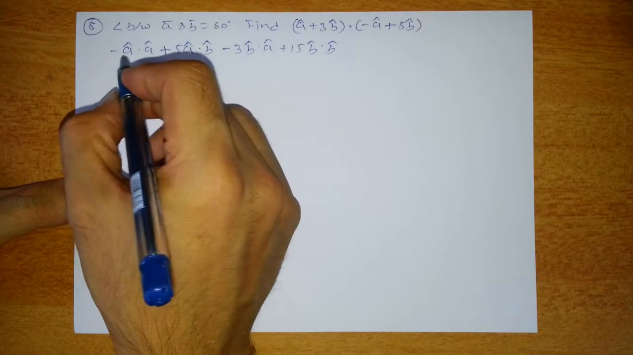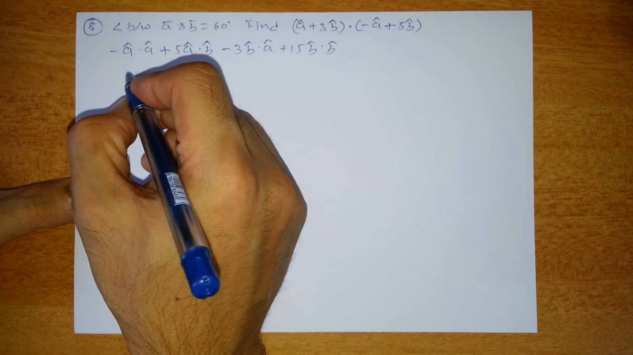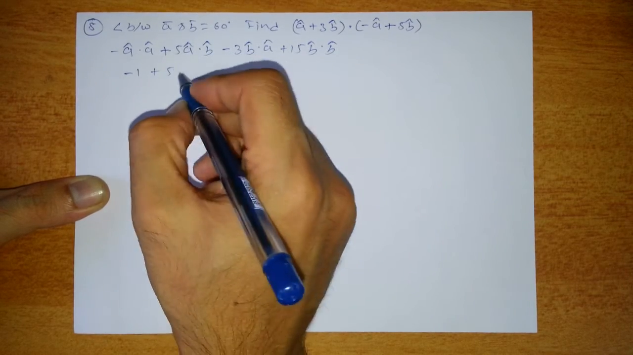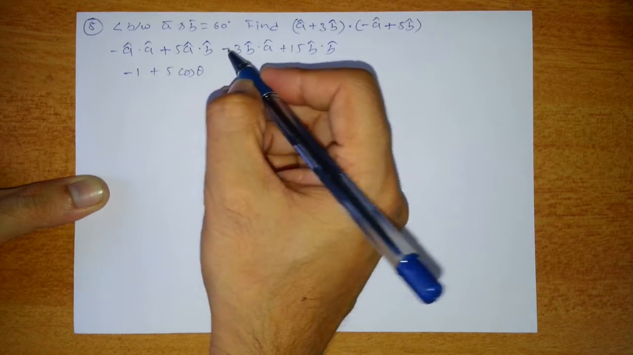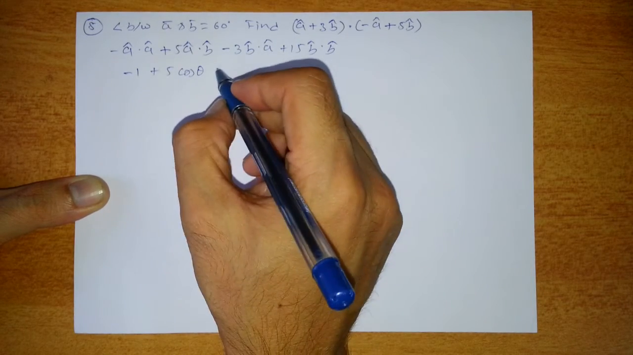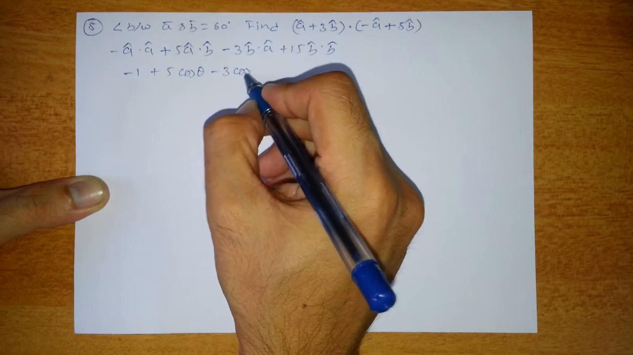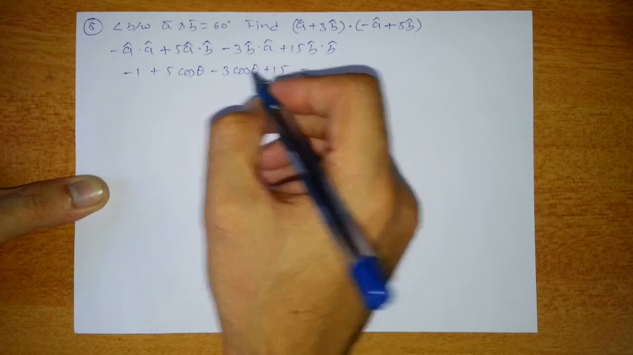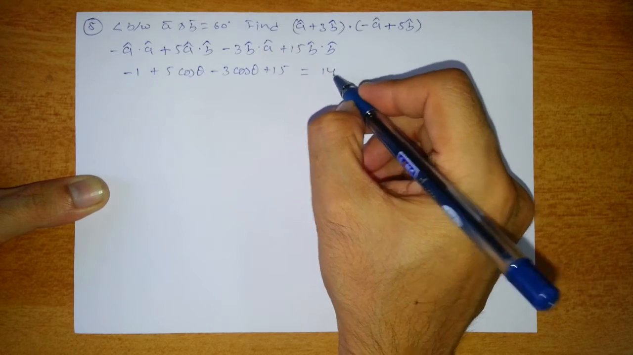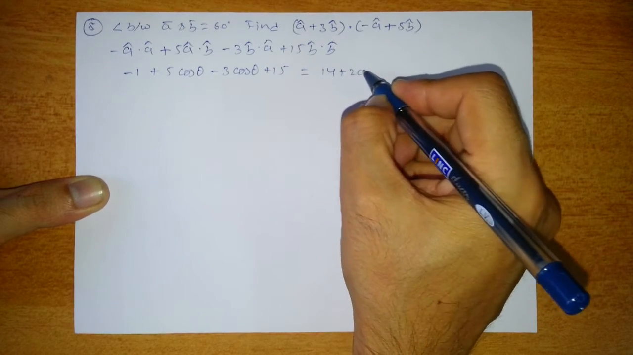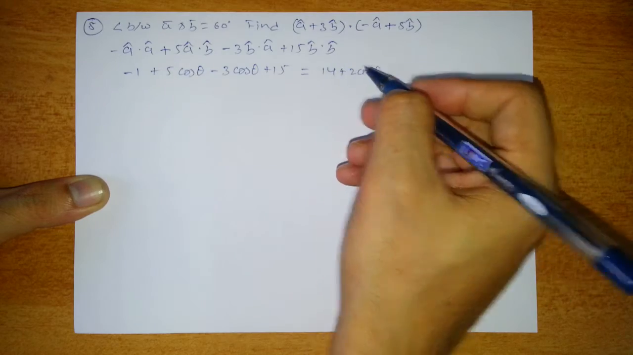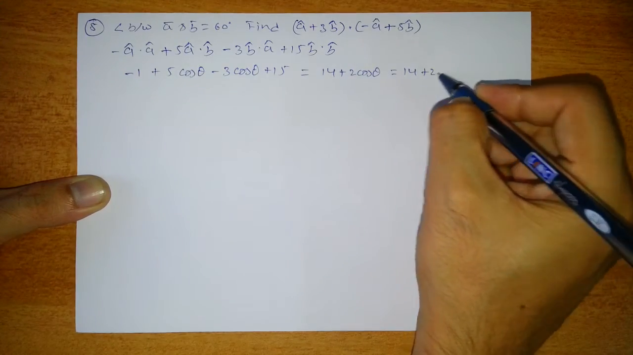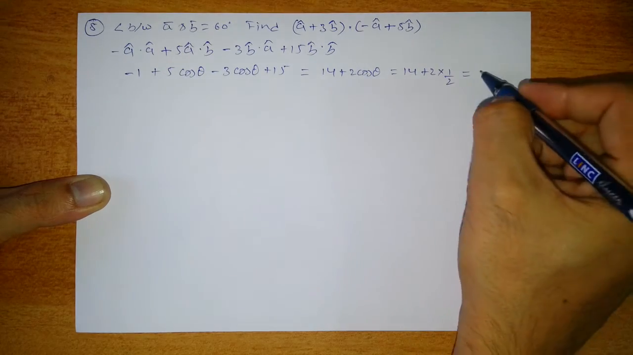As we already know, A cap dot A cap is nothing but 1, so minus 1, and 5 cos theta, as A cap dot B cap is nothing but cos theta. Similarly, it will be minus 3 cos theta, and it will be 15. So ultimately we are getting 14 plus 2 cos theta, where cos theta is nothing but half. So we are getting 14 plus 2 into half, which is 15 is the answer.